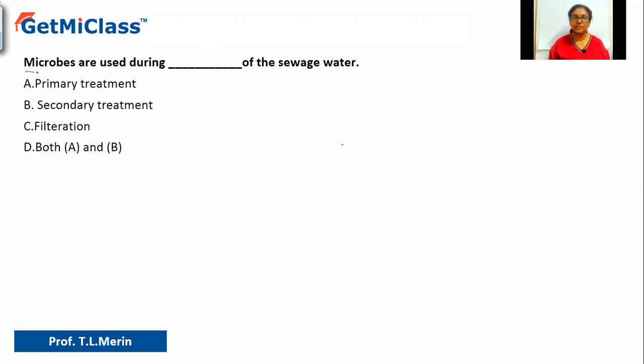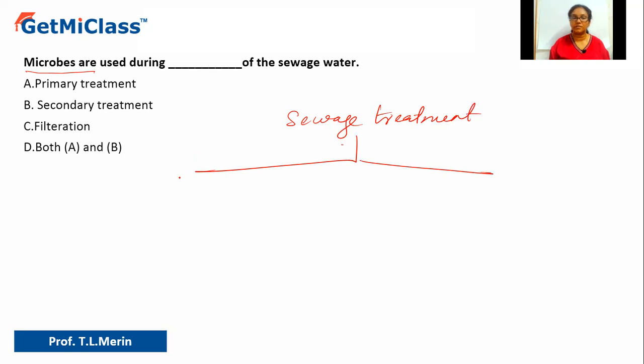So let us understand the question. It says microbes are used during the dash of the sewage treatment. Okay. So during which step of sewage treatment are microbes used? So let us see. If you talk about sewage treatment, it can be divided mainly into two treatments. The first one is primary and the second one is secondary.